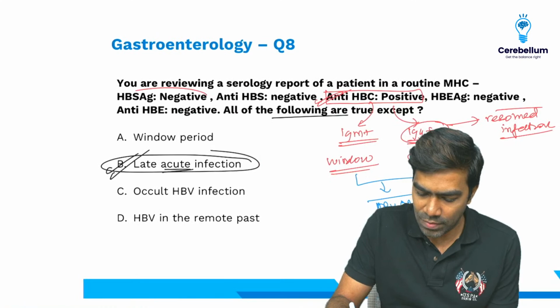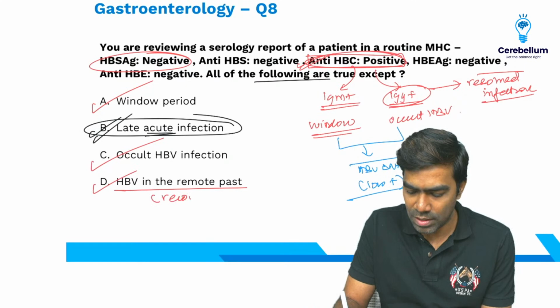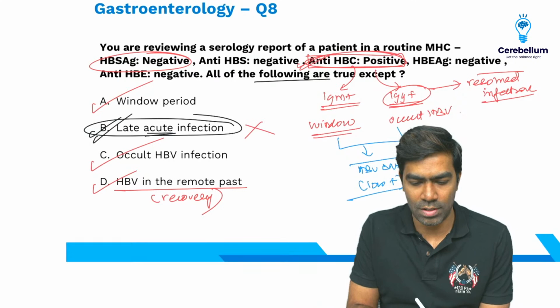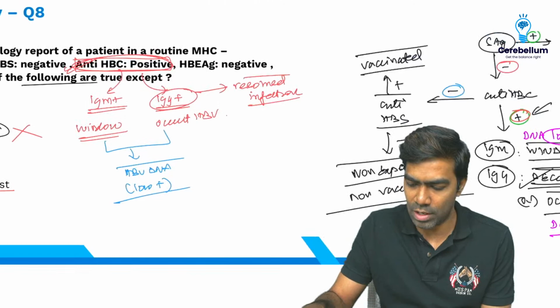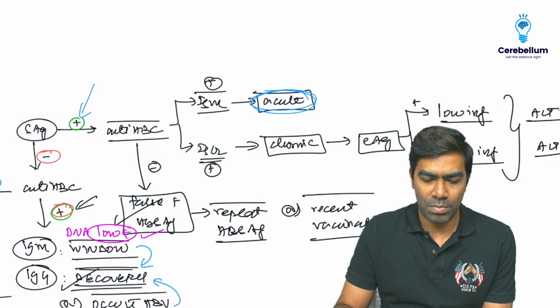Surface antigen is negative and anti-HBC is positive, which means it could be window period, it could be occult HBV infection, or it could be HBV in the remote past, which means I have recovered from it, but it cannot be late acute infection. If it's late acute infection, surface antigen will be positive. Whatever the acute infection, surface antigen should be positive. You cannot get acute infection without positive surface antigen.